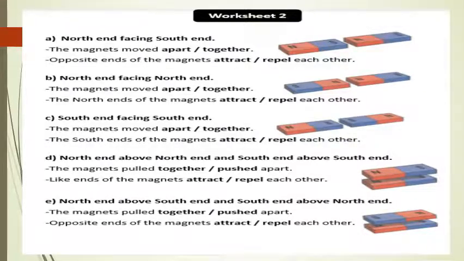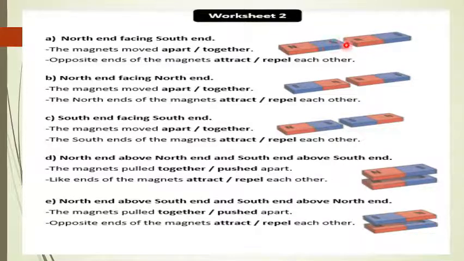Now this is another page of classwork. Let's do it together. It's going to be very easy. We have pictures here. We are going to look at them and read the questions. North end facing south end. As you can see, the north end is facing the south end. So the magnets will move apart. Apart means far away or repelling, or together. Together means closer to each other.